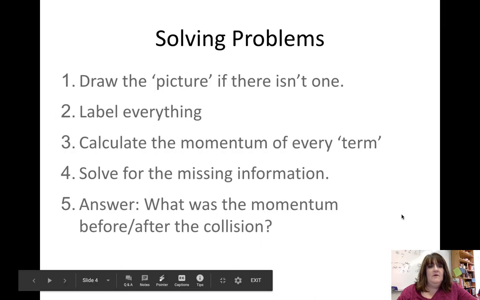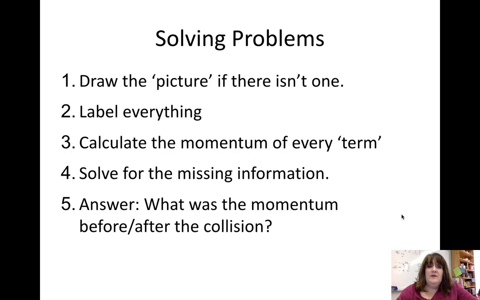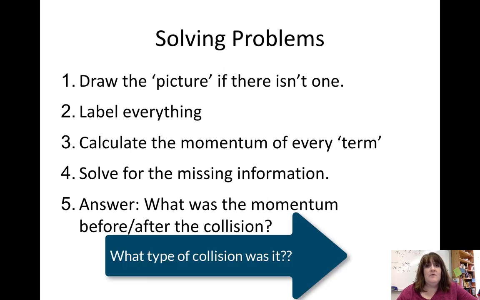You're going to be practicing problems today in class. Remember to draw a picture if there isn't one already there for you. Label everything, mass and velocity, just like we did for the simulation. Okay? Then calculate each item's momentum, solve for the missing information, and then answer the question. What was the total given momentum either before or after? And what kind of collision is it?